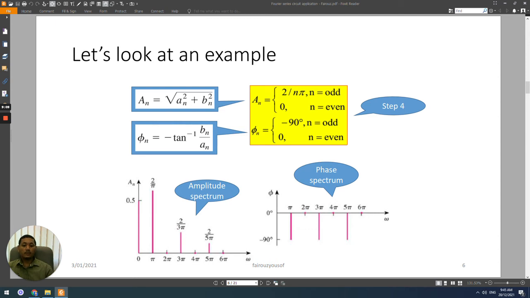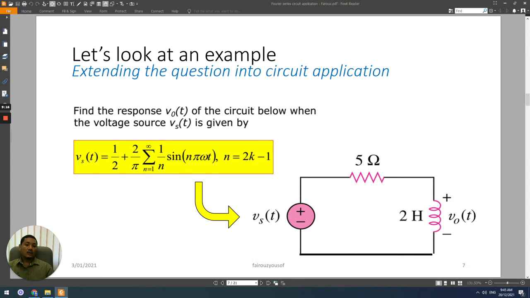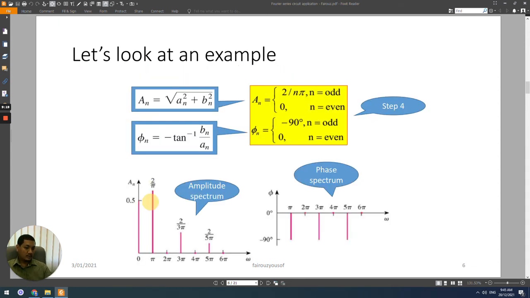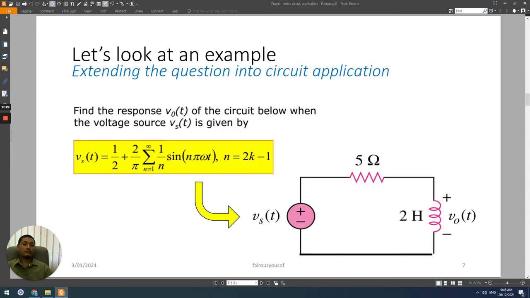So from here you can plot the amplitude spectrum and phase spectrum, which we also covered in the previous video. But we need to understand this in order to analyze the circuit, because we are going to use these values to analyze the circuit. Now we know that we have the Fourier series. So this is the voltage supply represented in Fourier series. We have a 5 ohm resistor and a 2 henry inductor.